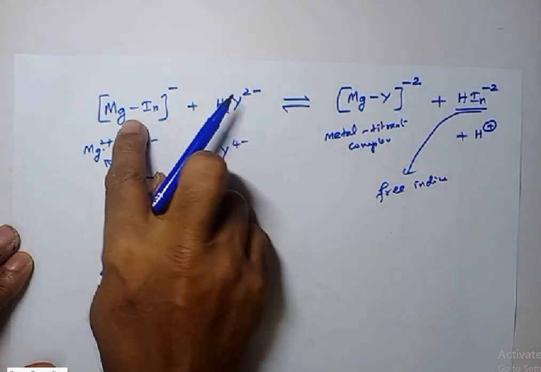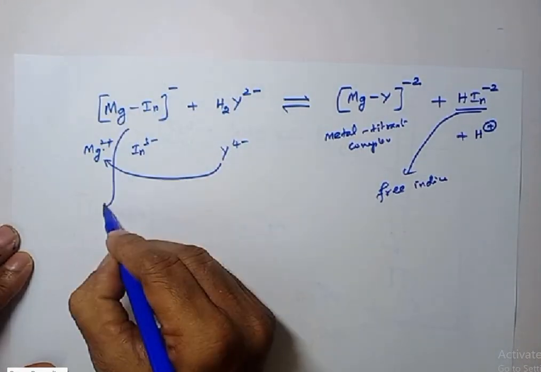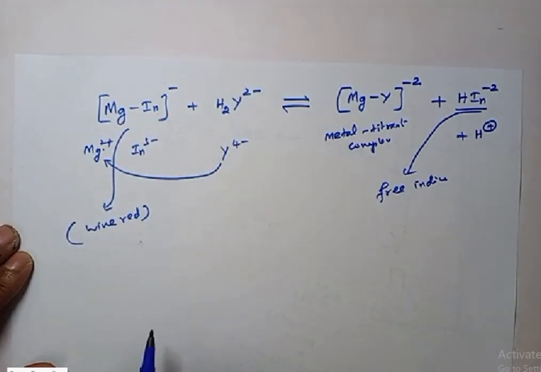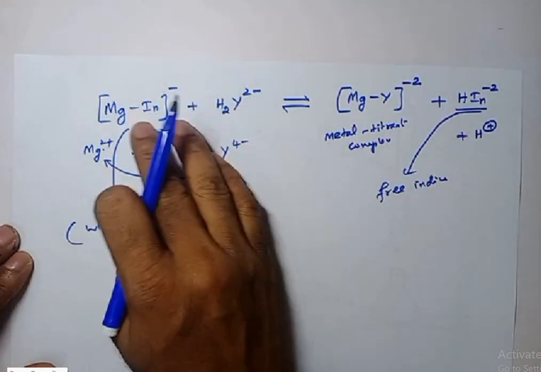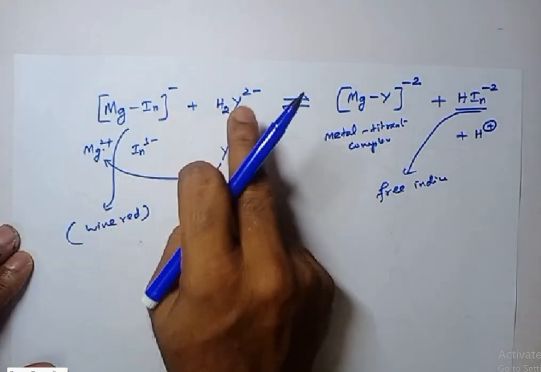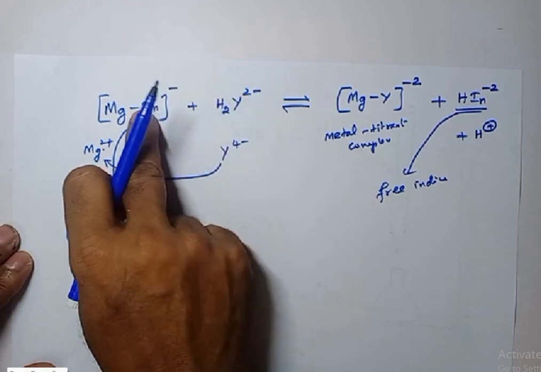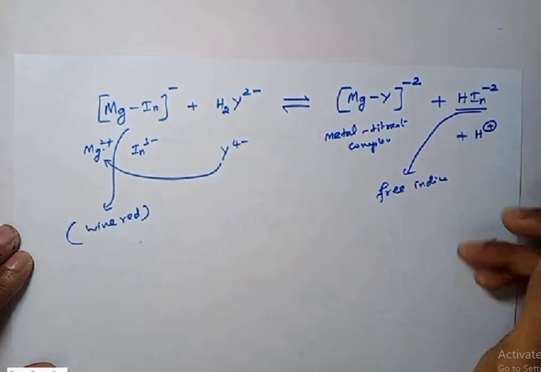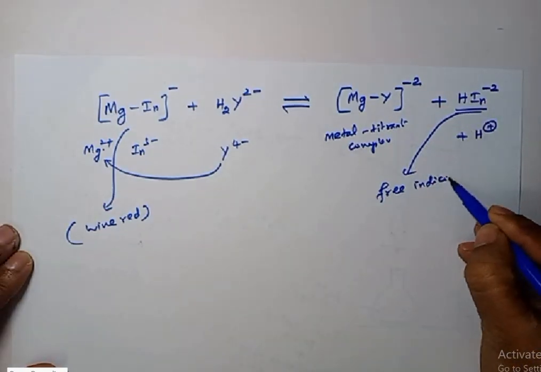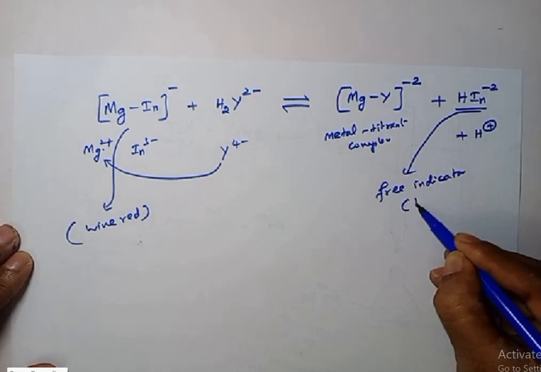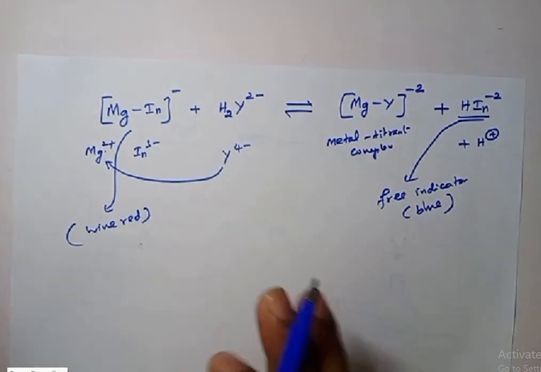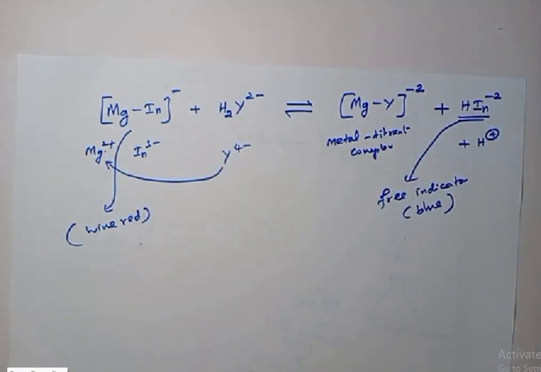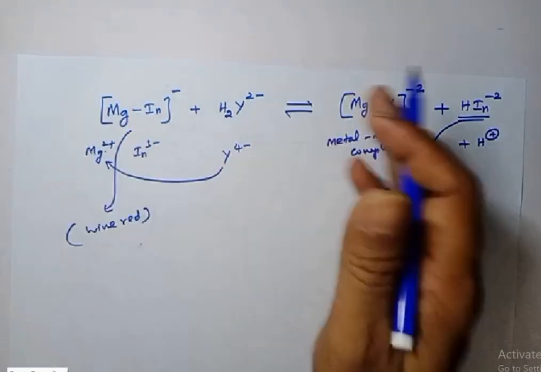See, before adding titrant, the color of the solution is wine red. It is due to the metal indicator complex. At the end point, the ligand replaces the indicator, so the indicator becomes free. The free indicator shows blue color. So what happens at the end point? Suddenly wine red becomes blue. So we can very easily identify the color change of this reaction.